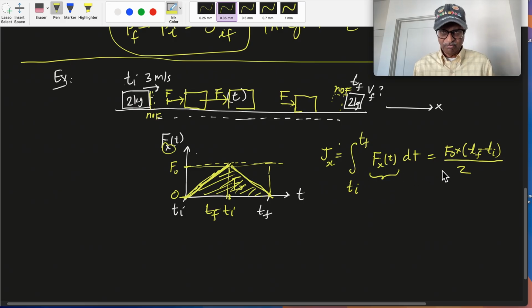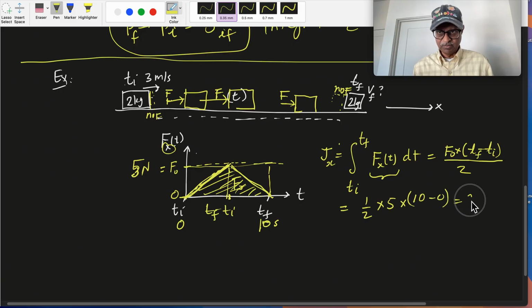So that's the answer for impulse. Let's call F0 5 newtons, and let's call this 0 and this 10 seconds. So let's put in the numerical values. This is half times 5 times 10 minus 0. So this is 25. What's the unit? This is newton and this is second, so newton times second. That's the same unit, right? But when you say J, we use newton second.